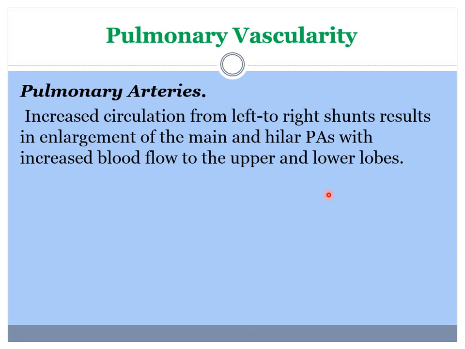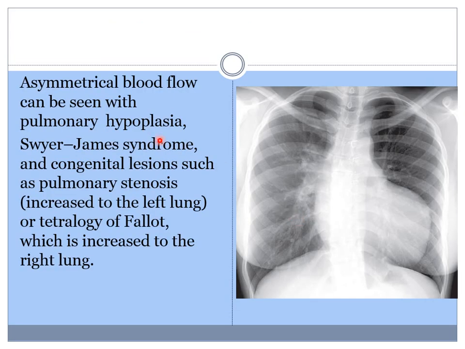Pulmonary vascularity. Increased pulmonary artery circulation from left to right shunt results in enlargement of the main and hilar pulmonary arteries with increased blood flow to upper and lower lobes. Asymmetric blood flow can be seen with pulmonary hypoplasia, Swyer-James syndrome, and congenital lesions such as pulmonary stenosis, which is increased to the left lung, or tetralogy of Fallot, which is increased to the right lung. In this case of tetralogy of Fallot, there is decreased vascularity to the left lung and increased to the right lung.